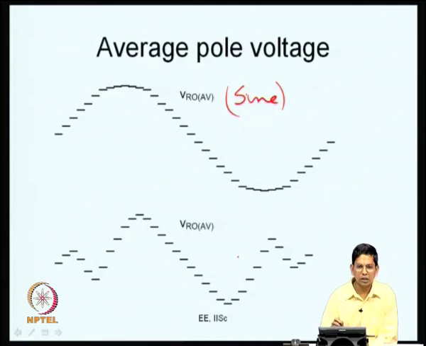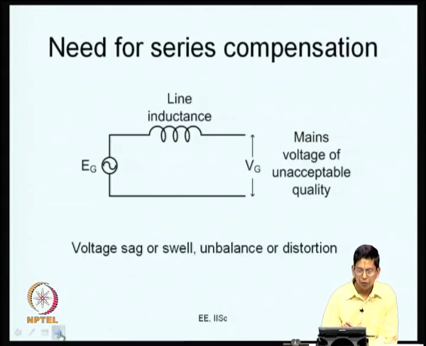So, the modulating signal, or the way the average pole voltage waveform varies, will not be sinusoidal now. It will be a combination of several harmonics. Some indication of how it could look is given here, just to make it clear that it is not sinusoidal and is a sum of several harmonics. So, we go on to the series compensation now.